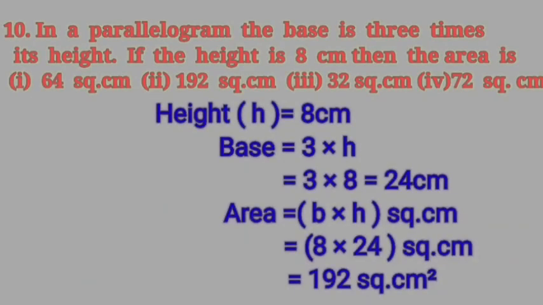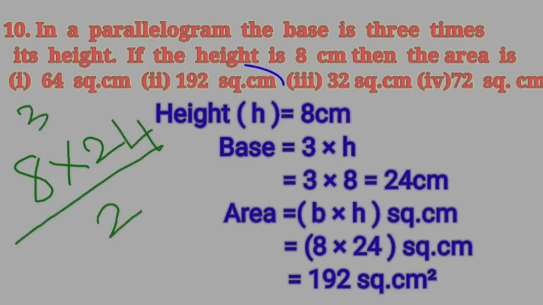Given in the question, height is equal to 8 centimeter, base is equal to 3 times the height, which is equal to 3 into 8 equal to 24 centimeter. By the formula, we get the area as 192 centimeter square.